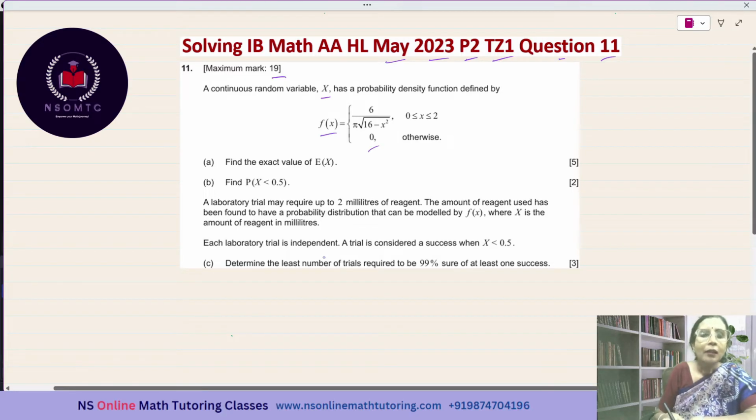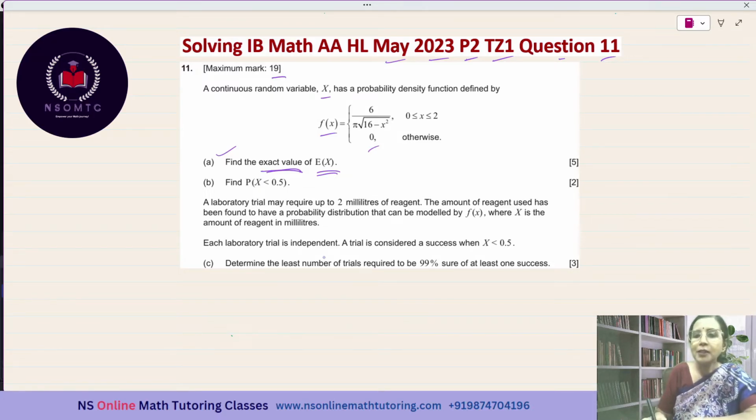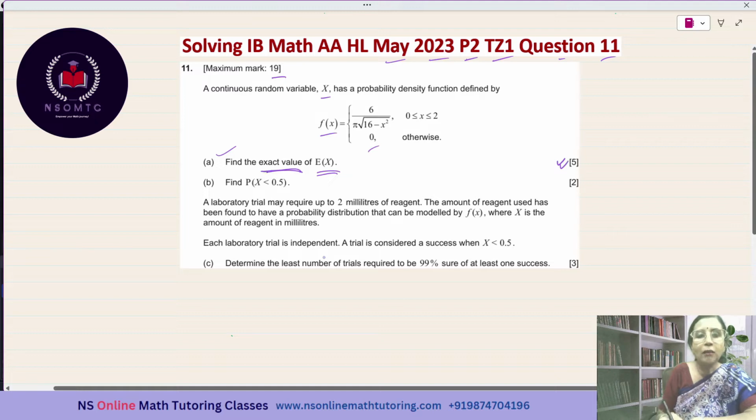So part A's question is: find the exact value of E of x, that is the expected value of x or the mean value of x. It carries 5 marks. You have to get the exact value, so even though it is a Paper 2, we cannot use the calculator.